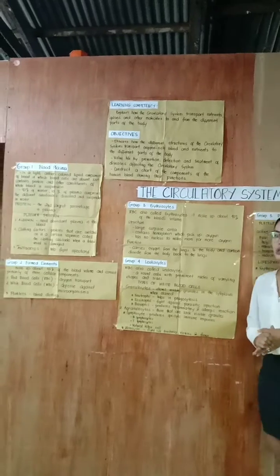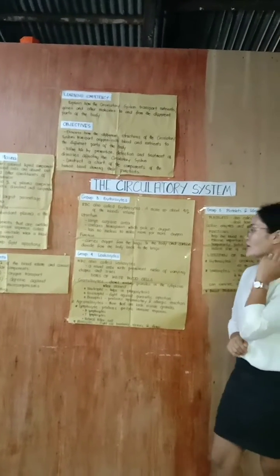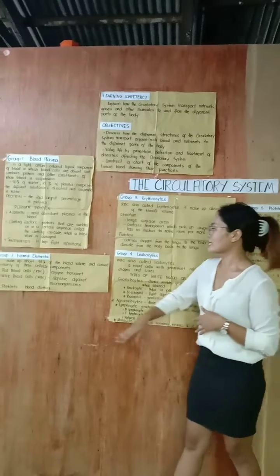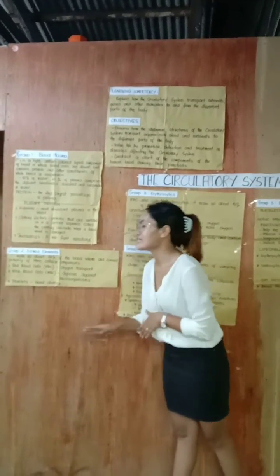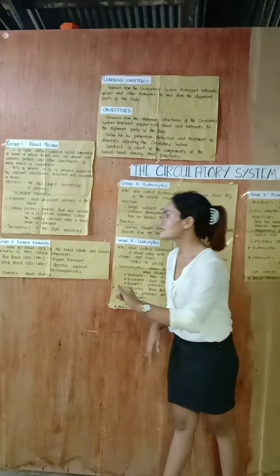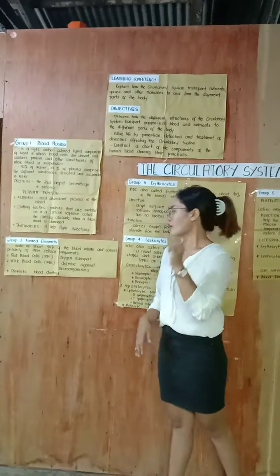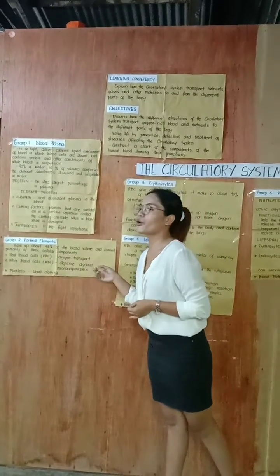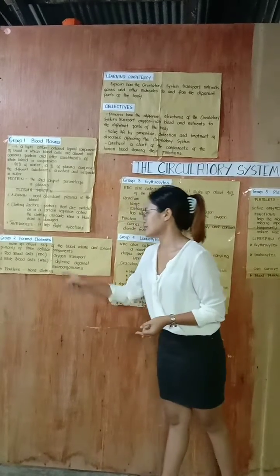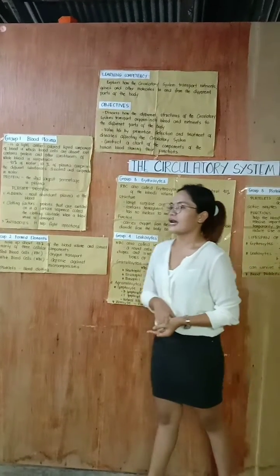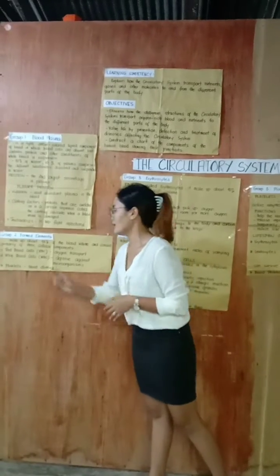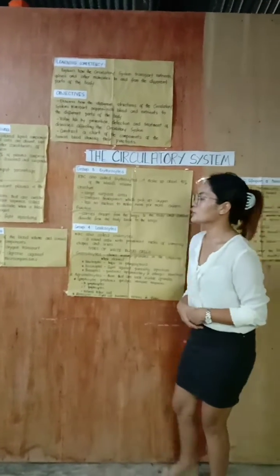And now let's proceed to group 2. Okay, very good, group 2. The topic of group 2 is about the formed elements. There are 3 cellular components. The first one is the red blood cells, whose function is to transport oxygen. The second one is the white blood cells, which defend against microorganisms. And the last one is the platelets, whose function is for blood clotting. Okay, very good, group 2.